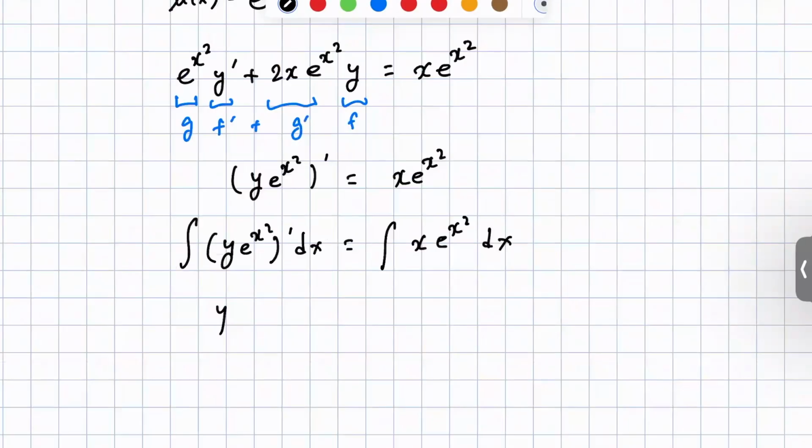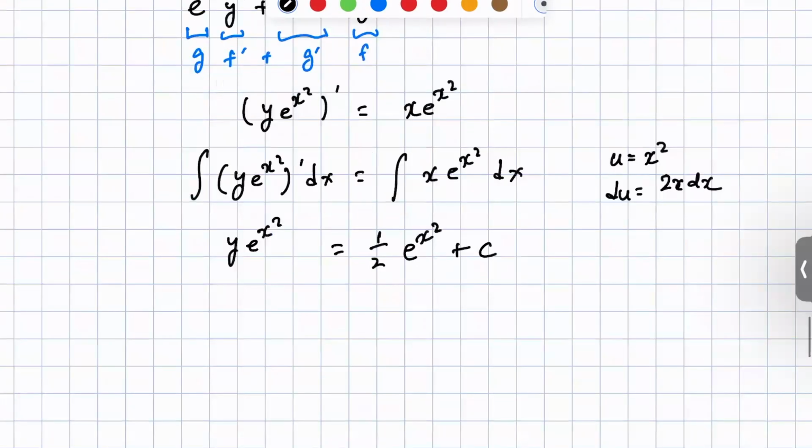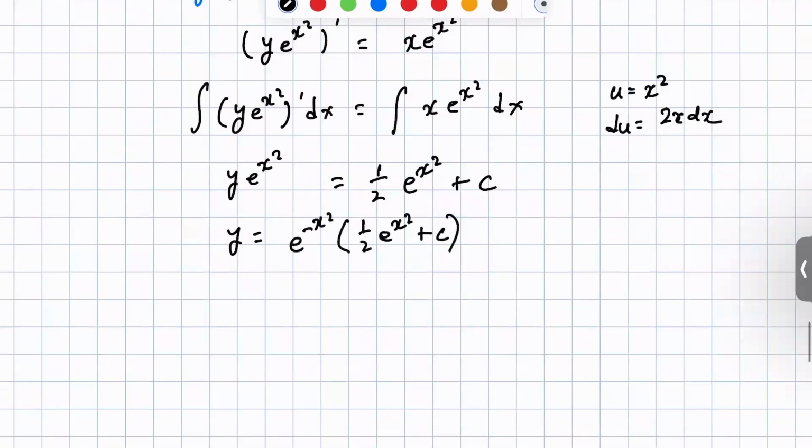And so on the left side, the integral and the derivative cancel each other out. And on the right side, I have a u substitution. U equals x squared, du equals 2x dx. So I have 1/2 e to the x squared plus c. And let's multiply through by e to the minus x squared. So y is equal to 1/2 plus c e to the minus x squared.